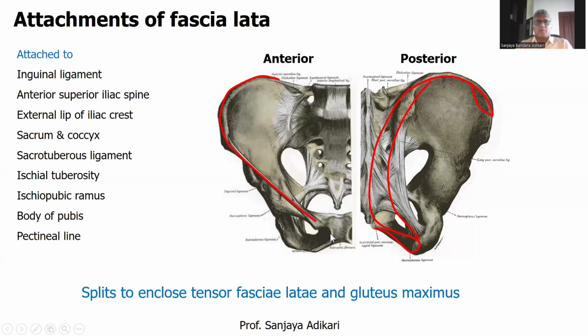Then on the anterior aspect, if you look at the first diagram again, I said it's attached to the ischiopubic ramus. Then beyond that, it is attached to the body of the pubis. Then from that to the pectineal line. Okay, to the pectineal line. So you can see we started from the anterior superior iliac spine and went along the inguinal ligament.